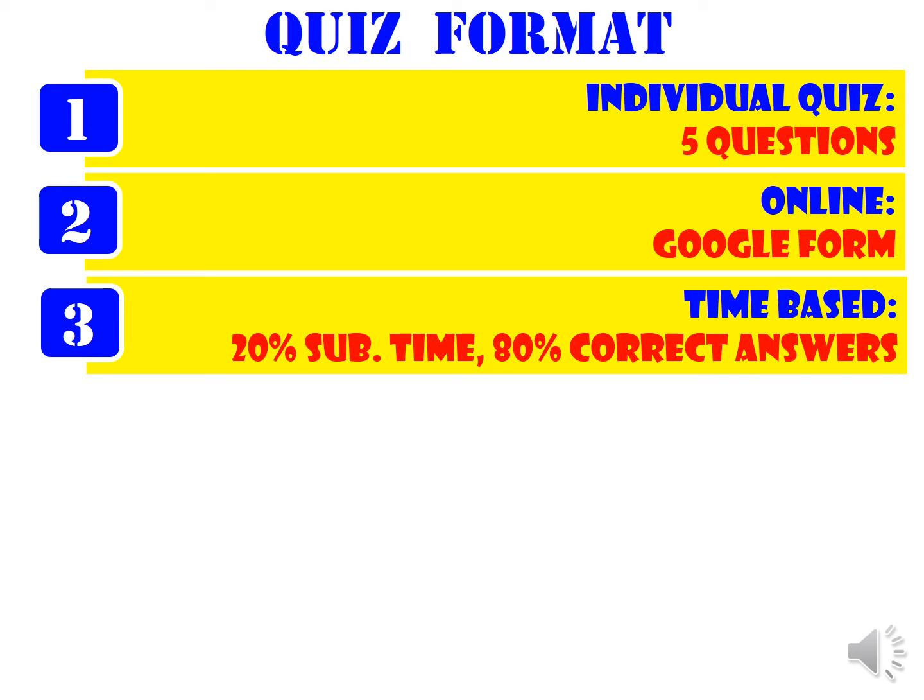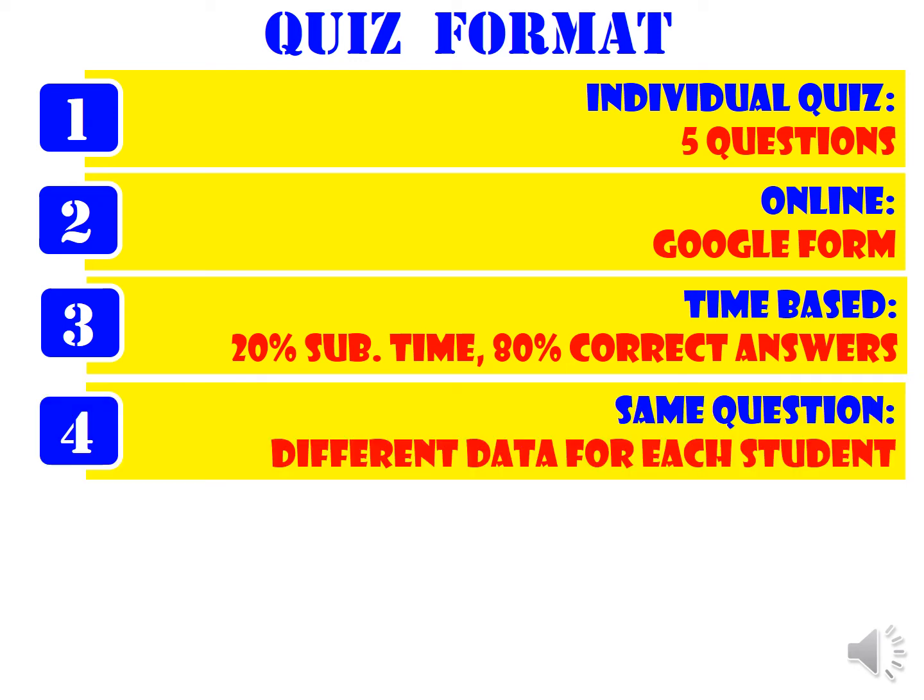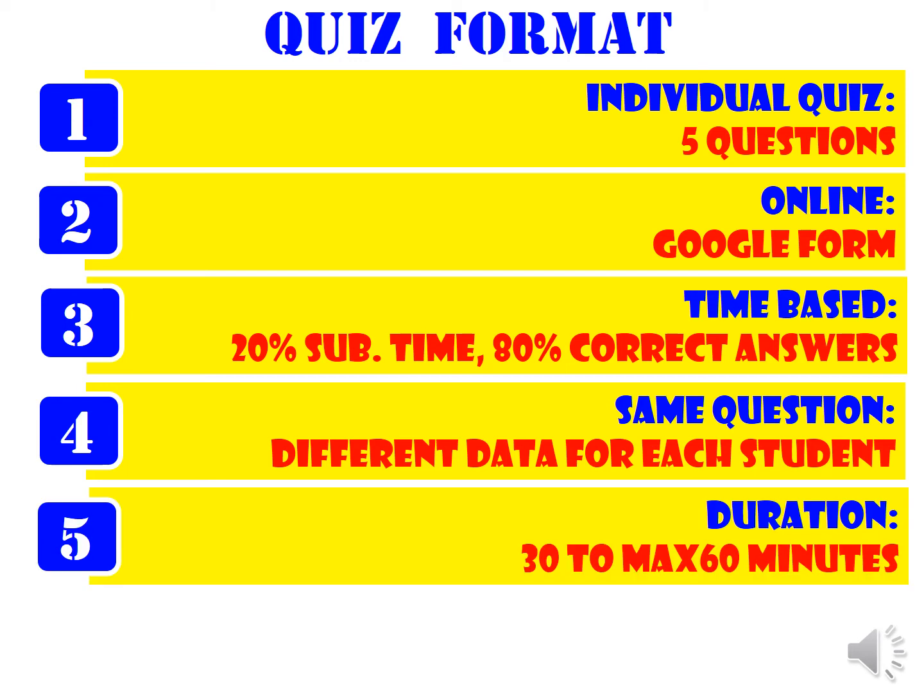And then in terms of time-based criteria, 20% of the quiz mark is based on your submission time, and the remaining 80% refers to how many correct answers are obtained by each individual student. And criteria number 4, all the students will have the same question but with different data for each student. And the maximum duration is 60 minutes.